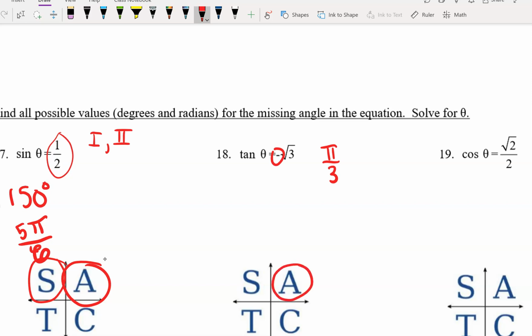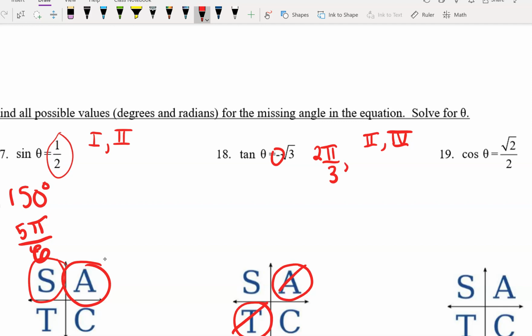It's not negative in that first quadrant, because they're all positive there. It's also not negative here, because tangent's positive there. So it's going to be in the second quadrant and the fourth quadrant that's going to give us a negative value for tangent. So it's not called pi over 3 when it's in the second quadrant. It's called 2 pi over 3.